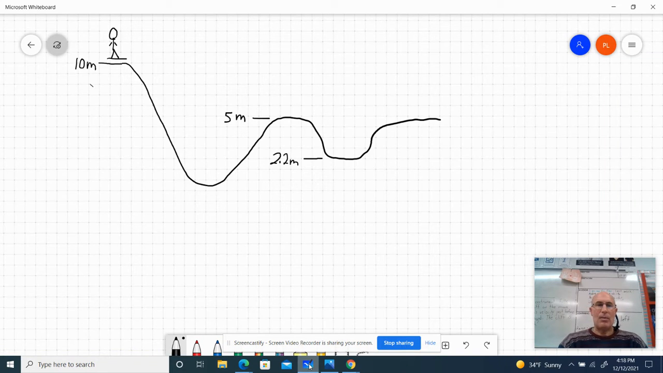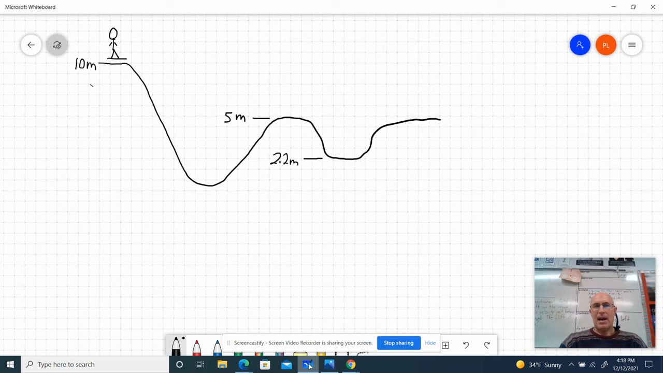Hello. Today, I want to show you a little bit about how to do a problem to be able to calculate such things as kinetic energy from potential energy. So, we're looking at this person right here. There's a skateboarder. He's 10 meters up on a big hill, and he's going to skateboard down that hill, and we're going to assume that he has no friction.